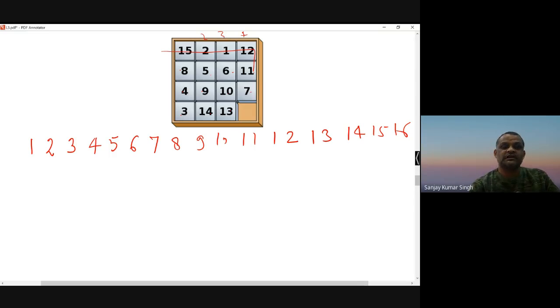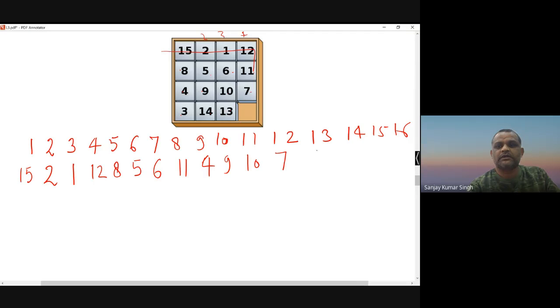So this is my first set of numbers, and I am interested in what the image of these numbers is. In this, it is 15, 2, 1, 12, 8, 5, 6, 11, 4, 9, 10, 7, 3, 14, and 13, and the last one is 16. So with respect to this representation, I have given you a permutation.